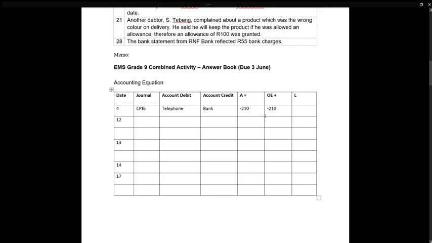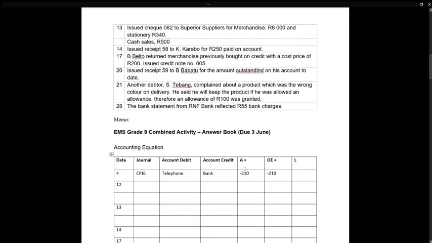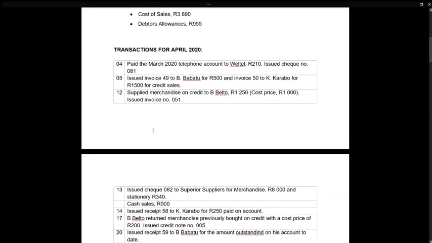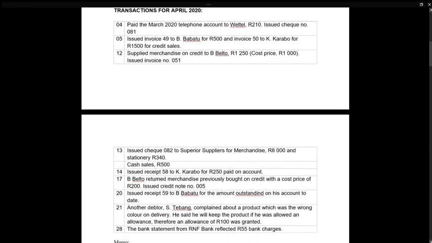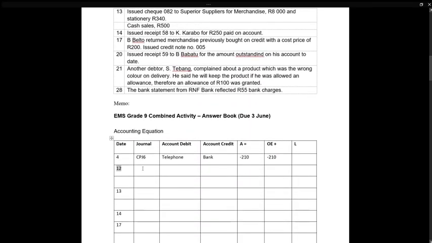Right, now let's test whether we've done it correctly. Minus R210 will equal minus R210 plus 0. We've done it correctly. Right, next one we need to do the one on the 12th. On the 12th, supplied merchandise on credit to B. Balto R1,250 and the cost price of this was R1,000. Issued invoice number 051. Okay, so very easy.